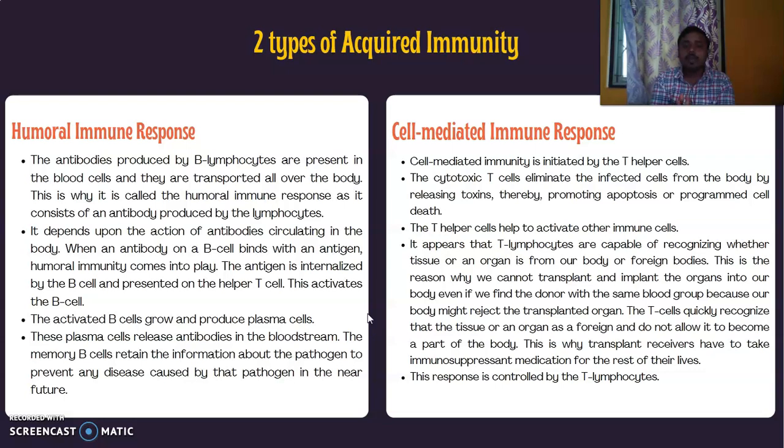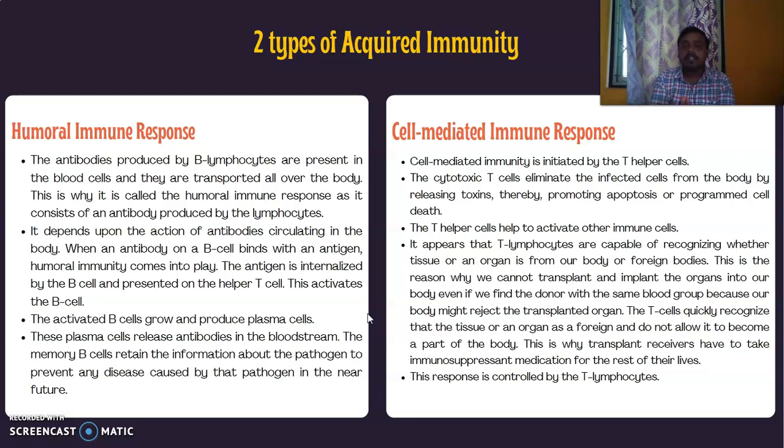So based on what kind of cell performs the immunity and how it does, we are classifying it into these two types. First, we will see what is cell mediated immune response. The cell mediated immunity is initiated by the T helper cells. We already know that T cells can be divided into helper T cells, cytotoxic T cells and regulatory T cells. When the T cells take care of the immune response, we call it cell mediated immune response. This T cell, especially this T helper cell, can help activate the other immune cells and it can target the pathogen to destroy it.